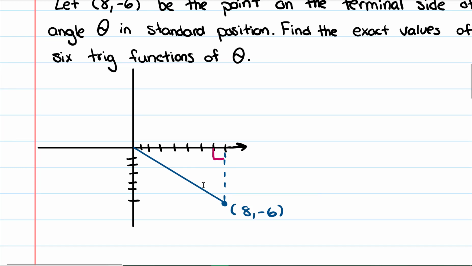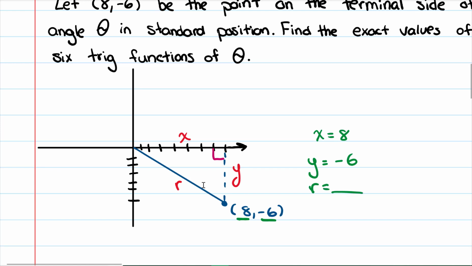And then I also like to label this as x and this as y. That helps me keep everything together. And then r is my hypotenuse. So then on the side, I like to label things out. So I get x is equal to 8 and y is equal to negative 6. That also comes from the point that you're given.